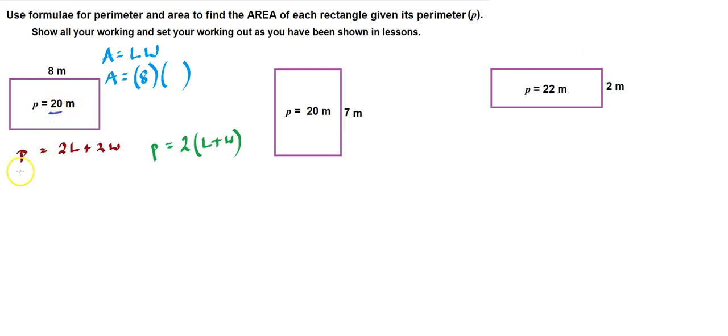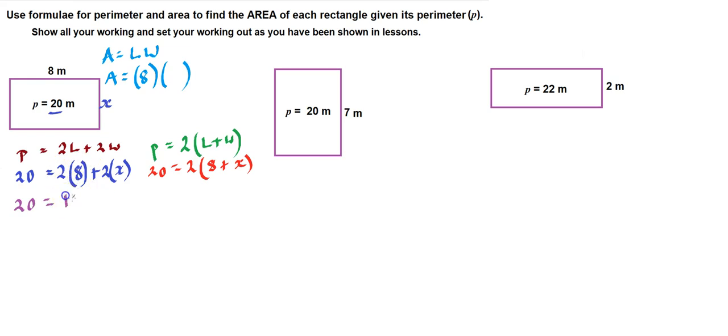So we're given the perimeter, so that's 20, and that equals 2 times the length, which is 8, plus 2 times the width, which we don't have, but let's call it x. So 2 times x. And on this side as well, if we use this different formula, 20 equals 2, and then the length we have is 8, plus the width, which we've called x for now.